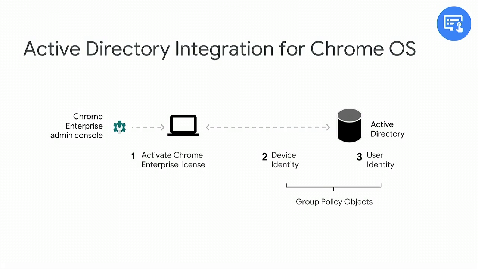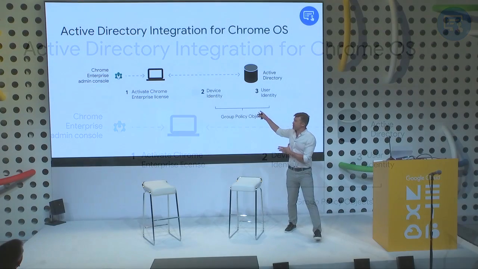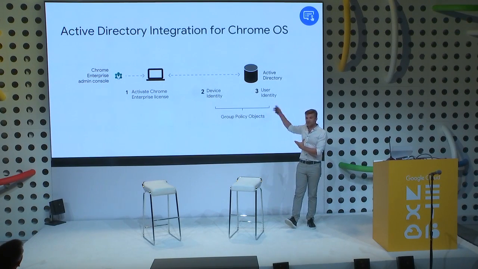The first is you need to activate your Chrome management license by enrolling the device with Google Enterprise. This indicates that this machine is now under management and it's ready to receive policies. It's no longer a consumer-grade device. From that point on, everything is communicated directly from Active Directory.